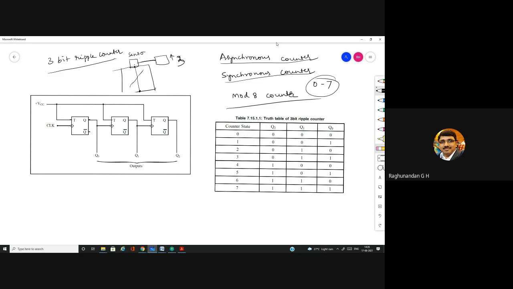Here we are going to use a T flip-flop. T flip-flop means toggle flip-flop. This flip-flop, whenever a clock pulse is given, keeps on toggling. If the previous value was 0, the present value becomes 1. If the previous value was 1, the present value becomes 0. This is the functionality of the toggle flip-flop.